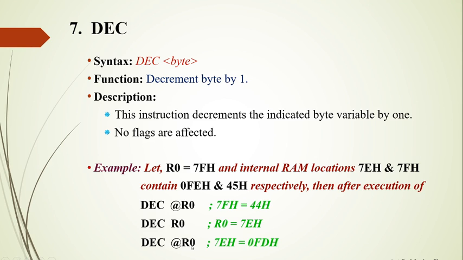DEC @R0. This instruction will decrement the content of the memory location to which this R0 is pointing. So before execution of this instruction, the content of R0 is 7EH, and this 7EH contains the value 0FEH. So this instruction will decrement the content of memory location 7EH by 1. That means this content will be decremented by 1 and it will get 0FDH.